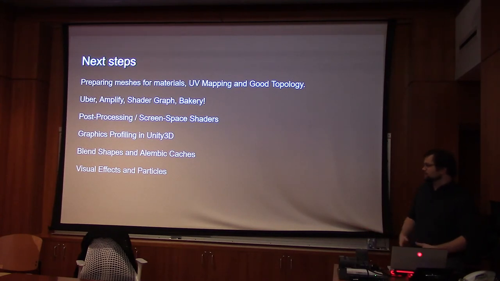Blend shapes and alembic caches. Sometimes you want your geometry to change in more extreme ways than you're going to get from a material. Those are some techniques that you can use to get some really intricate animation involving changes to your mesh. And visual effects and particles. So when we look at most shaders, we're thinking about what the surface treatment is going to be. Visual effects are going to give us some more potential items, things like glow, fade in. Particle systems can get into things like fur, leaves, hair on monkeys, I guess. These are kind of where all of these things branch out into.